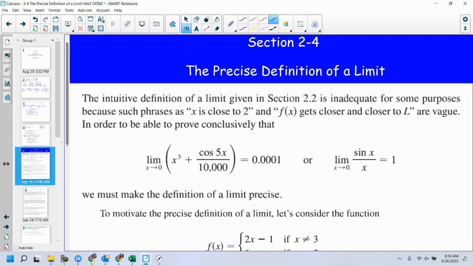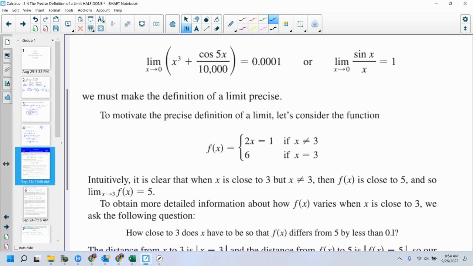Precise definition of a limit. Okay, all right, let's get back to it. We must make that definition of a limit a little bit more precise. Now, to investigate this, we're going to take a look at this piecewise function. f of x is equal to 2x minus 1 if x is not 3, or 6 if x is 3.